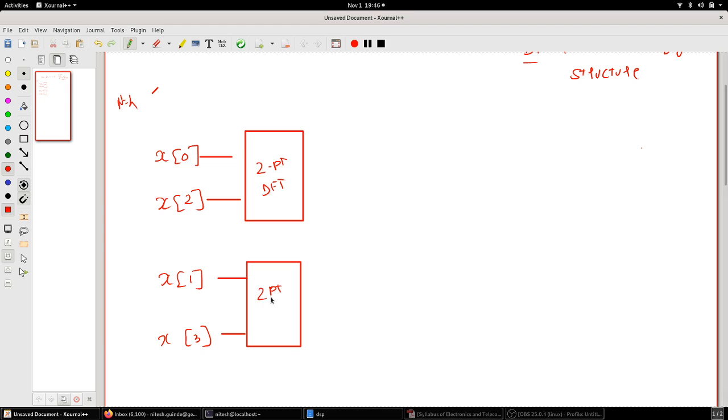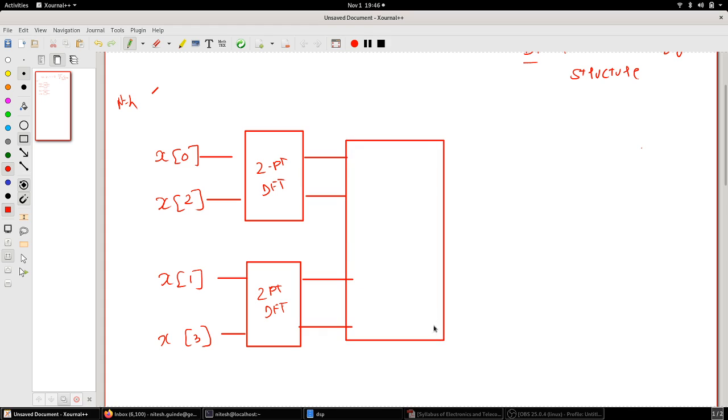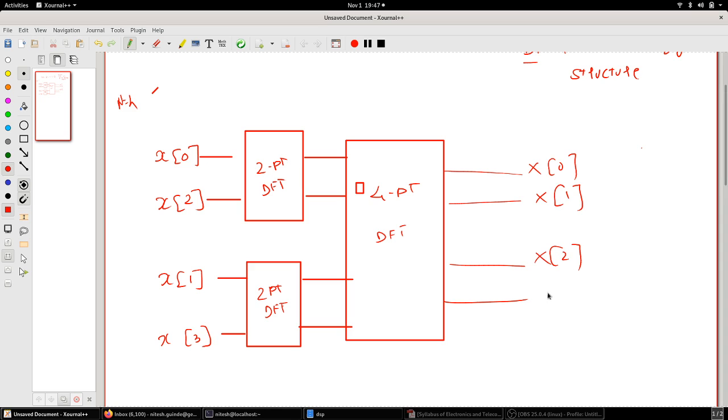And then we input the output to a 4-point DFT. That's your DIT FFT structure. So this will be doing a 4-point DFT, and this will be going out. So this is 4 points, and you'll get x of 0 in order, x of 1, x of 2, and x of 3.